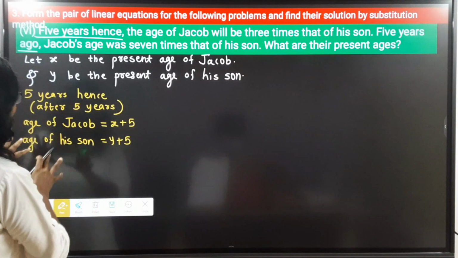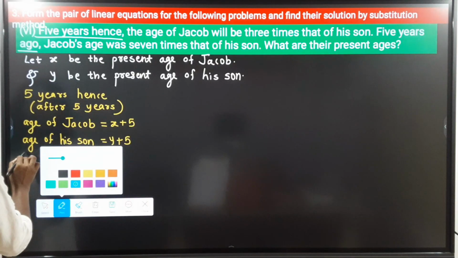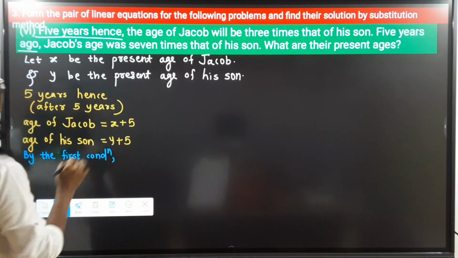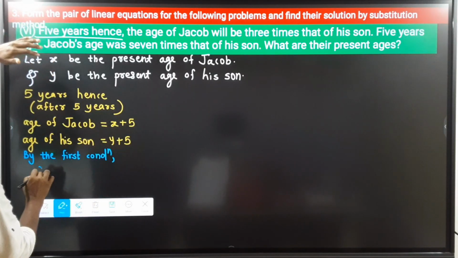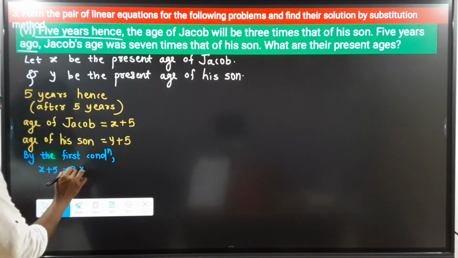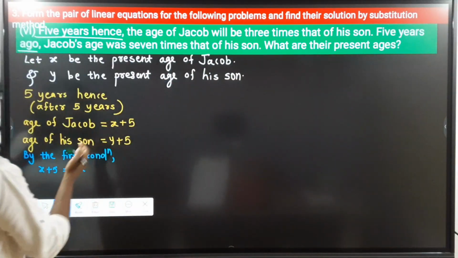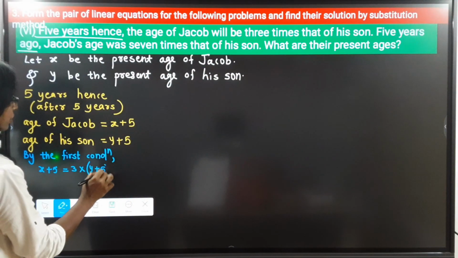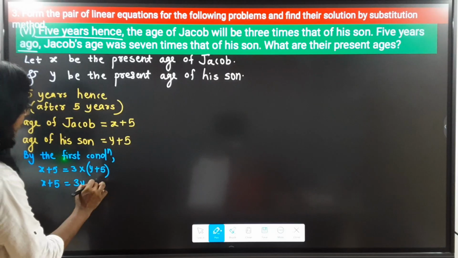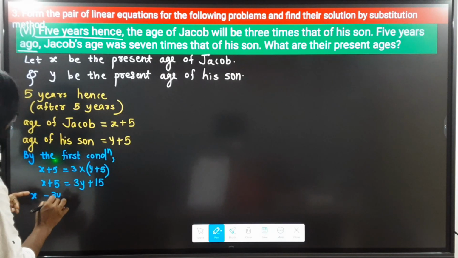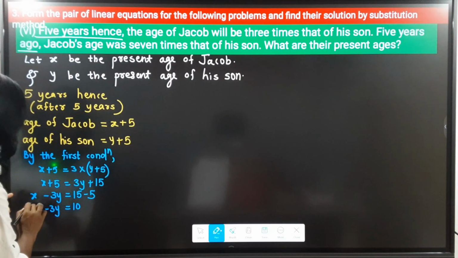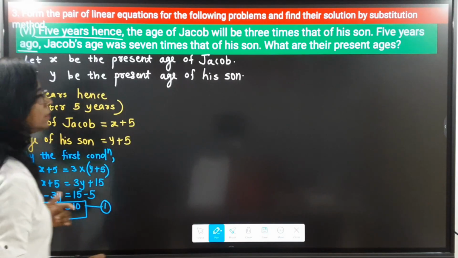Then I mention here by the first condition. So by the first condition, 5 years hence, the age of Jacob, x plus 5, is equal to 3 times that of his son, so the age of his son is y plus 5. So this will be our condition. Now we simplify further. x plus 5 is equal to 3y plus 3 fives are 15. So x minus 3y is equal to 15 minus 5. Therefore x minus 3y is equal to 10. So this will be our first equation by the first condition.